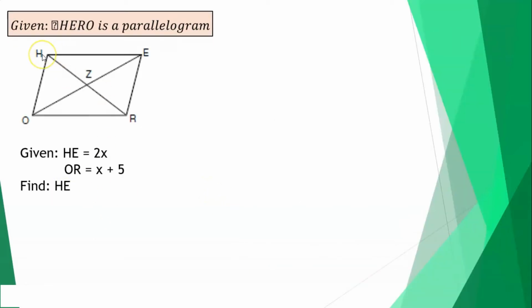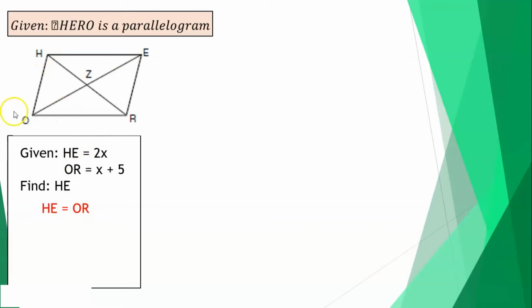Now, given this, quadrilateral HERO is also a parallelogram. Now, given this, if HE is 2x and OR is x plus 5, what is the length of HE? So to do this, take note. HE is equal to OR. So with that, we can equate 2x to x plus 5. So transfer x to the other side. So we will end up with x is equal to 5. To find HE, that would be 2 times 5. So therefore, it is 10.